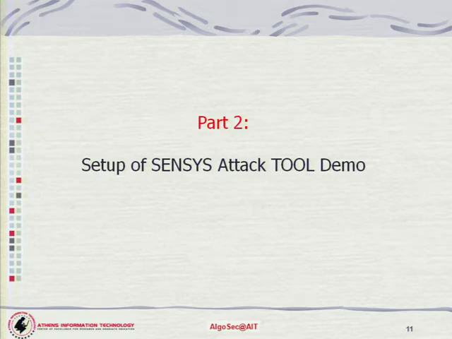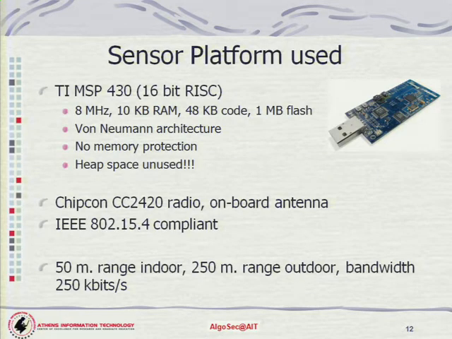Now, a few words about the deployed toy network I have over here. It's really simple, just to show you how the attack tool works against such networks. The sensor platform that we used, as we said, is the TmoteSky. This is a picture. Maybe you don't see it over here, but these are the characteristics of this platform.